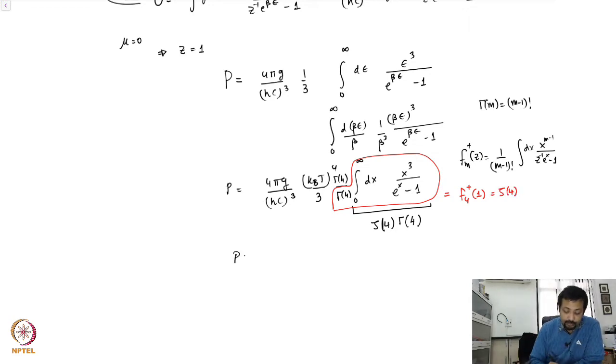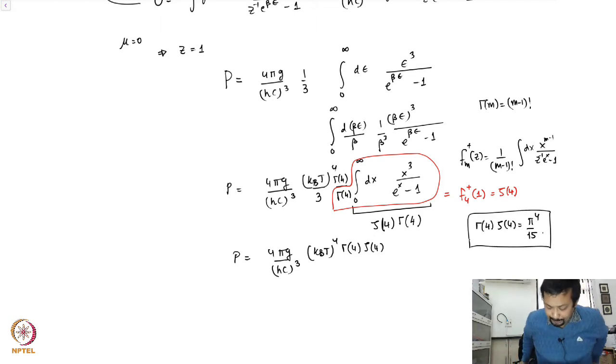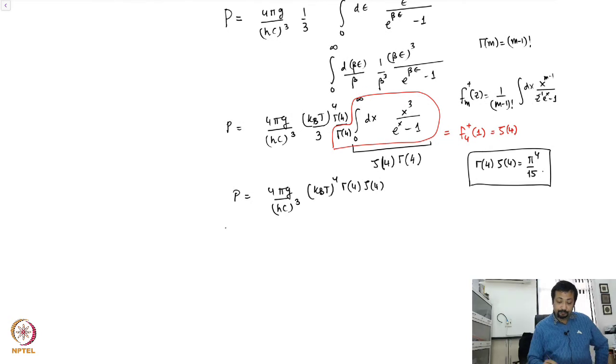So that the thermodynamic pressure is 4 pi g over (hc)^3, (kBT) raised to the power 4, gamma 4 zeta 4. You should know that gamma 4 times zeta 4 is pi^4 over 15. We will later on use this one. Now, the internal energy, it follows, is 4 pi gV over (hc)^3.